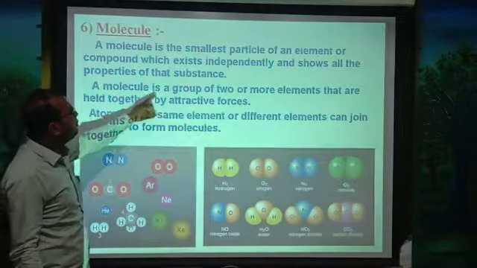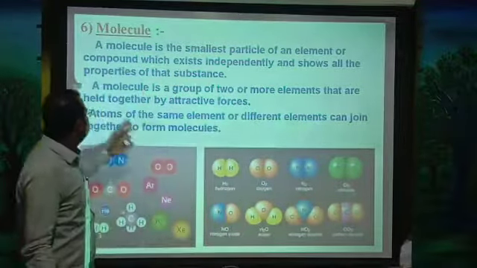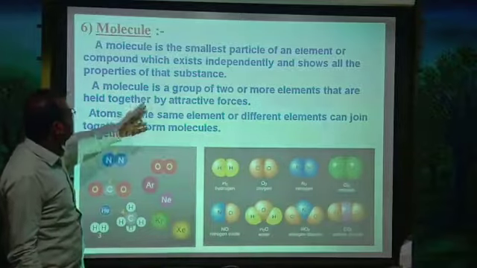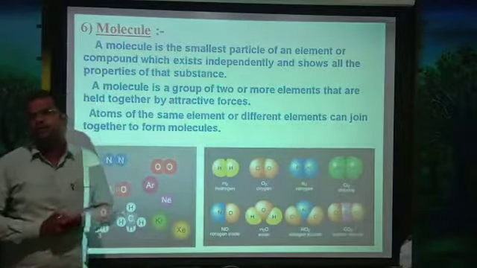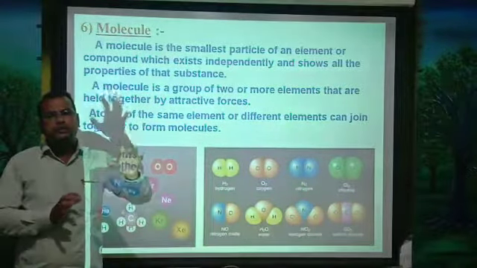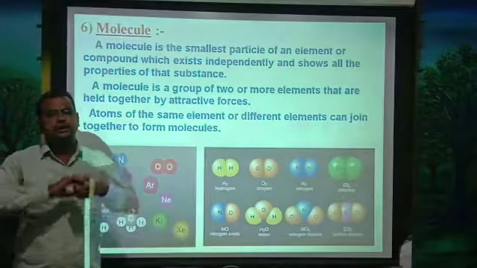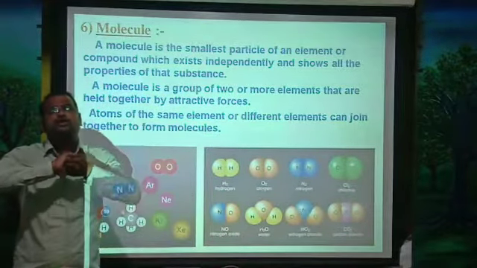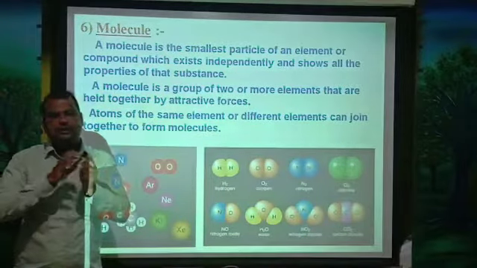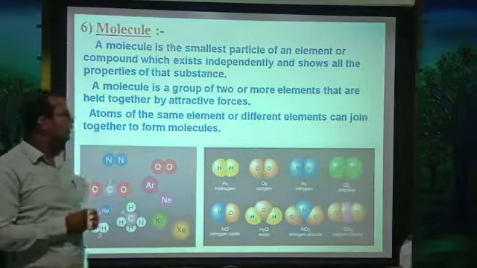A molecule is a group of two or more atoms that are held together by an attractive force. I already told you about water. Water is made up of hydrogen and oxygen. These hydrogen and oxygen atoms are held together by strong attractive forces, and that makes one water molecule.